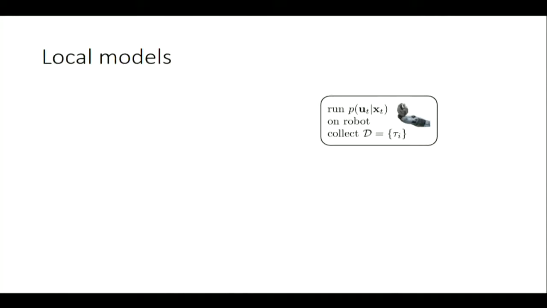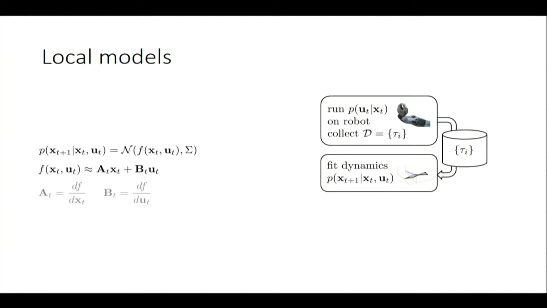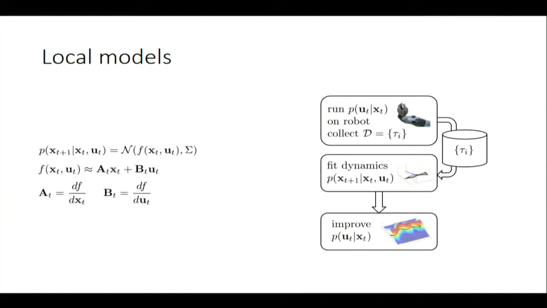All right. So just to summarize this algorithm with local models again, you run your controller p of u given x, which is going to be this linear Gaussian controller, collect your trajectories, fit the dynamics at every time step, fit linear dynamics at every time step. Those are going to be your approximate derivatives. Feed those approximate derivatives into LQR, get an updated trajectory, and then run it again. OK. So now we're almost there.